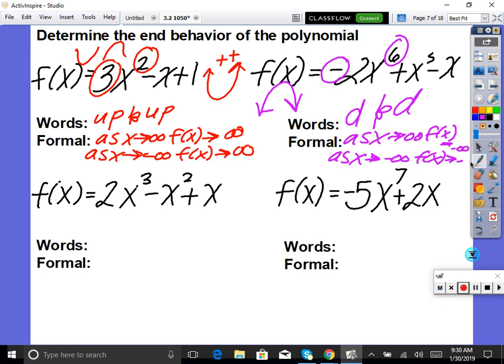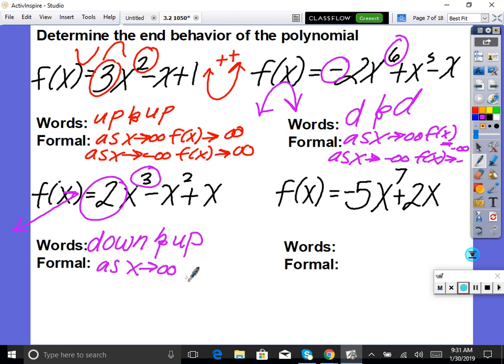Okay, next one. You'd say it's an odd degree. It's positive. So won't it be, which one? Down and up. Isn't it increasing over time? Does everybody see? So down and up. So then when you do this, as x is approaching infinity, f of x is approaching, look at the rough picture, infinity. As x is approaching negative infinity, f of x is approaching negative infinity.